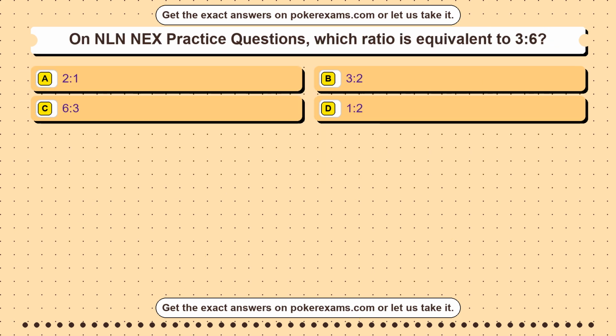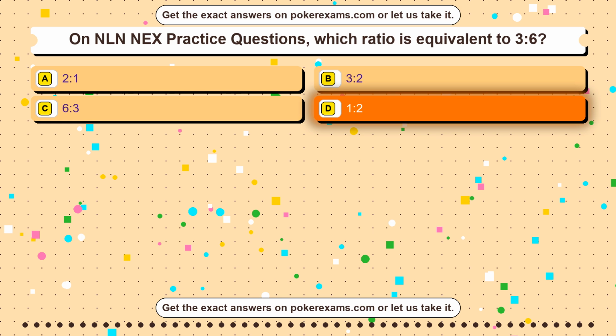Question 34. On NLN NEX Practice Questions, which ratio is equivalent to 3:6? Option A, 2:1. Option B, 3:2. Option C, 6:3. Option D, 1:2. The correct answer is option D, 1:2.